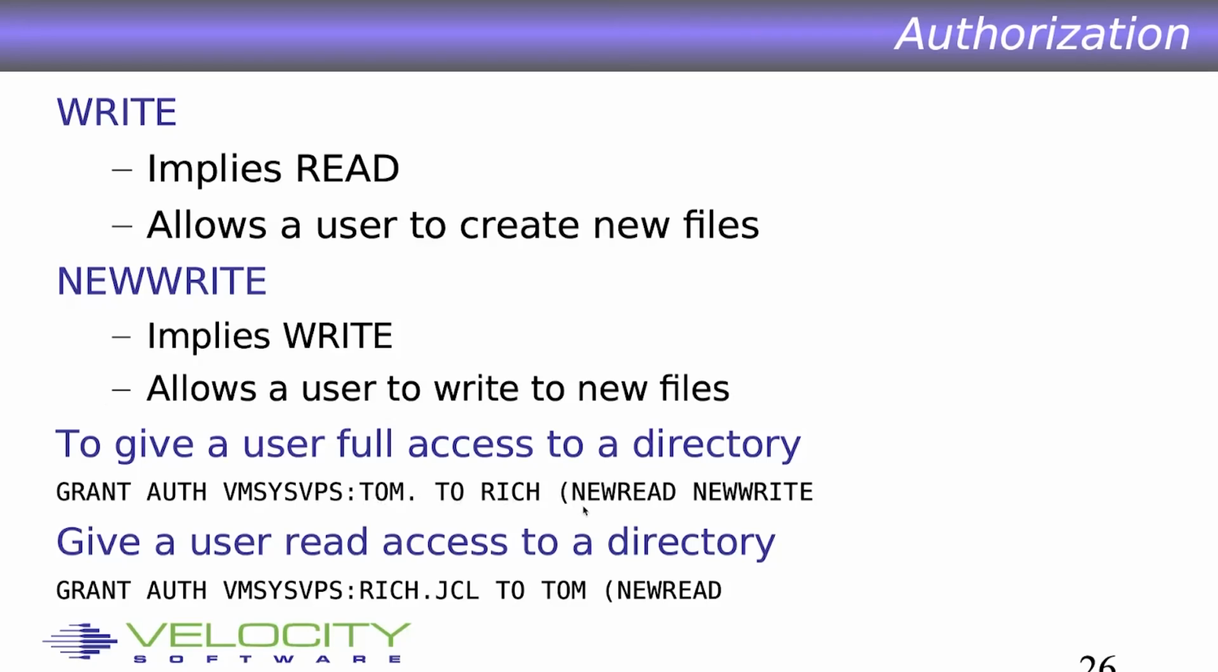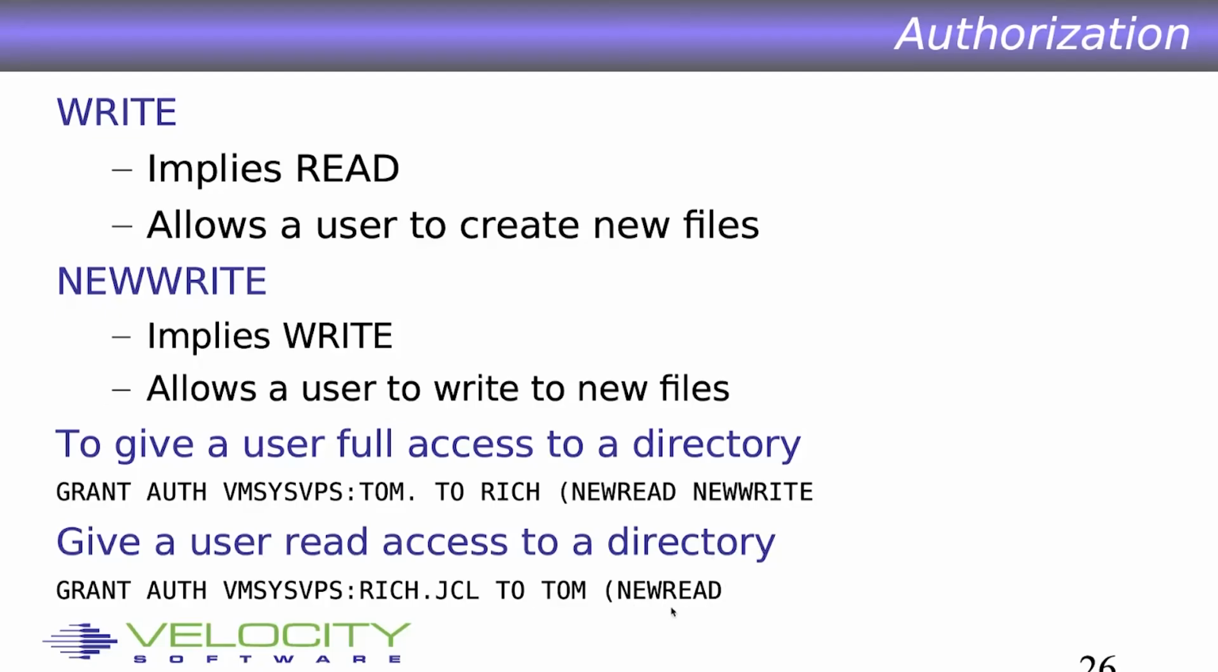And I'm giving Rich new read and new write access. New read and new write include everything underneath them. So this is complete access to anything that's currently there or anything that is created after the grant command is issued. To grant a user read access to a directory, we just specify new read.